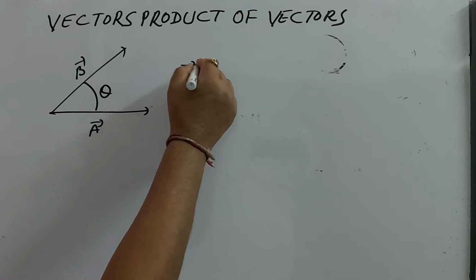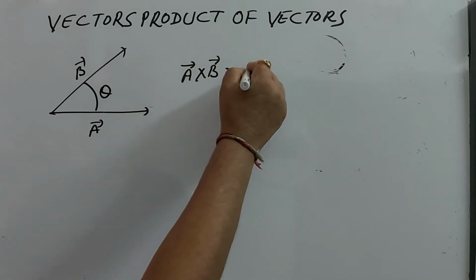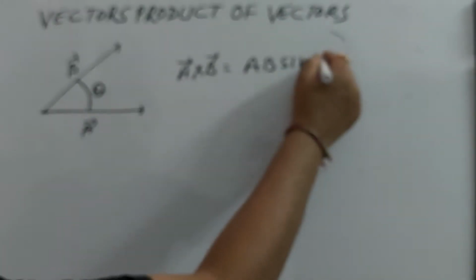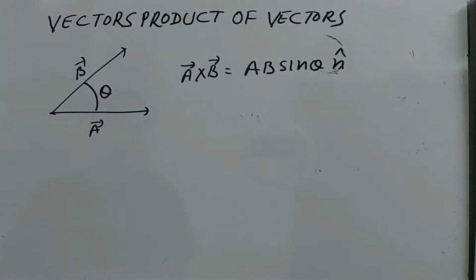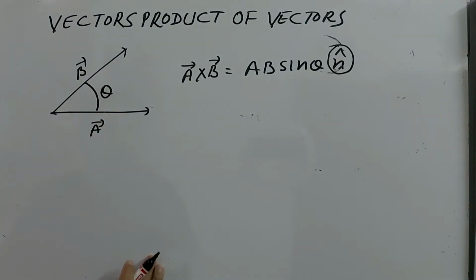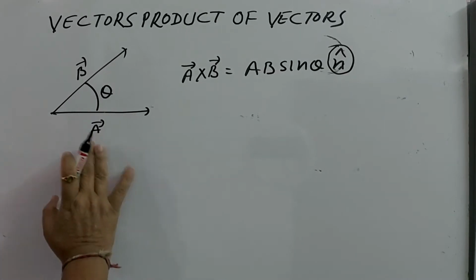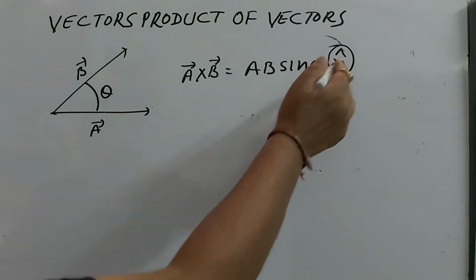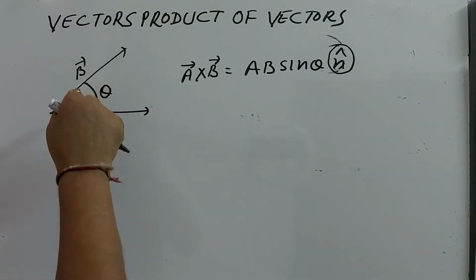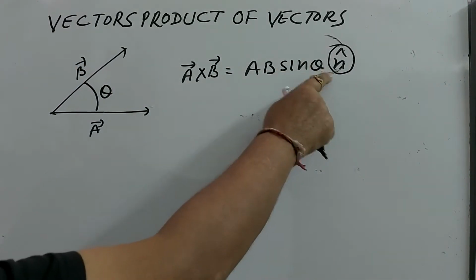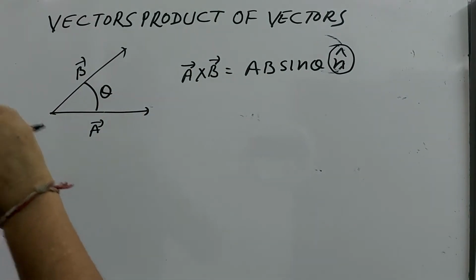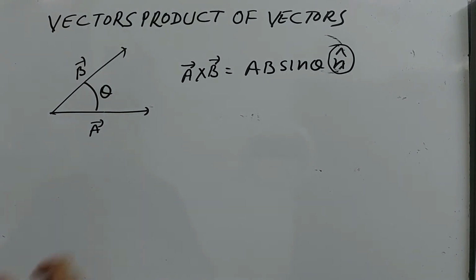So A cross B means magnitude of A into magnitude of B into sine of the angle between them into a unit vector. Now the direction of this unit vector will always be perpendicular to the plane containing A and B. For example, if these two vectors are lying in the plane of this board, then the direction will be either inward or outward. And this direction, inward or outward, we can find using the right-hand thumb rule.